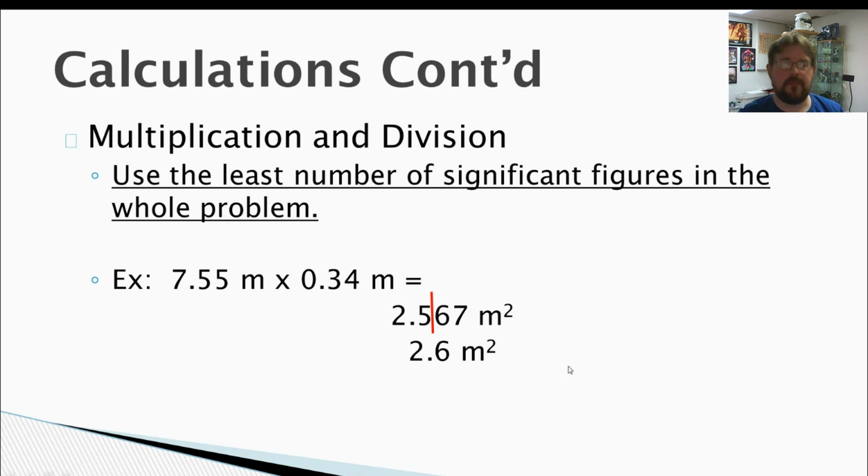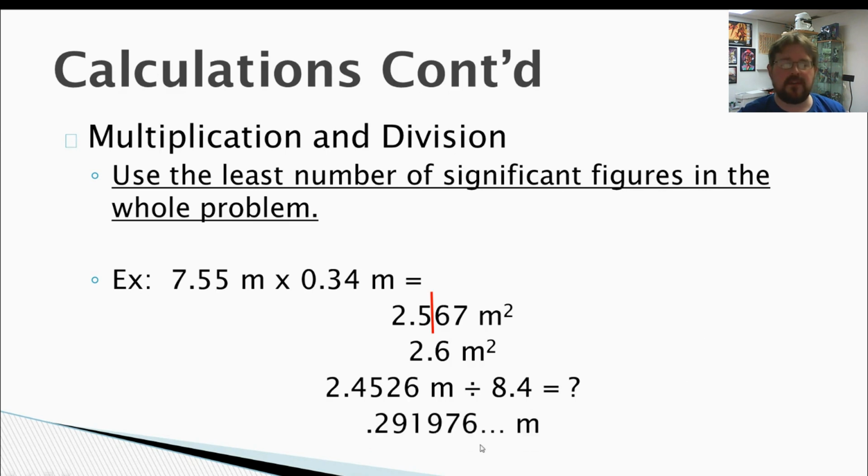Okay? Let's take a look at another one. This time it's division. 2.4526 meters divided by 8.4. Okay? Pause the video, take a minute, solve the problem, and see if you can round it correctly based on sig figs. Then hit play and see what you got. Okay? Because I'm going to go over it right now. When you divide it, you should have gotten 0.291976, and it actually keeps going from there. But we don't need that many numbers. Okay? Why? Well, let's look at the numbers we divided.